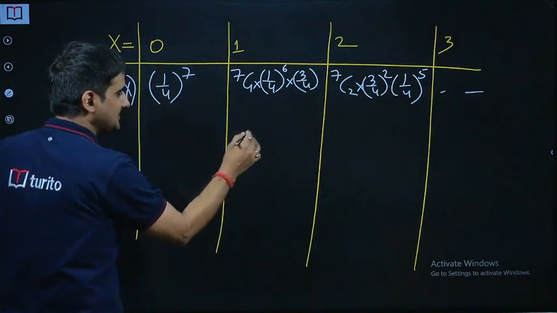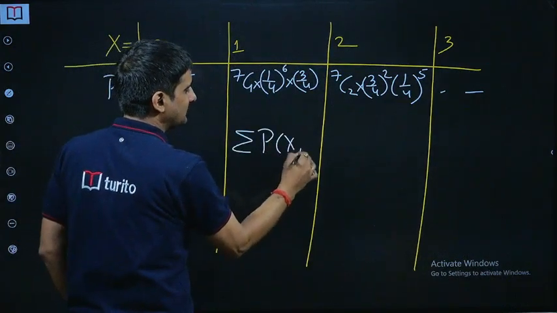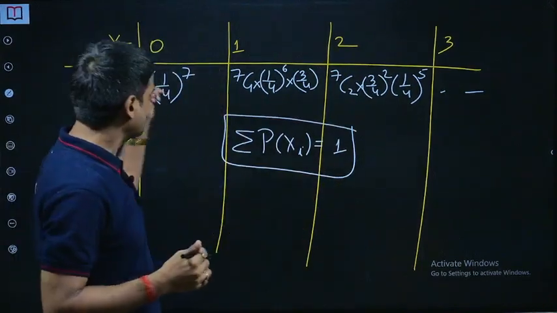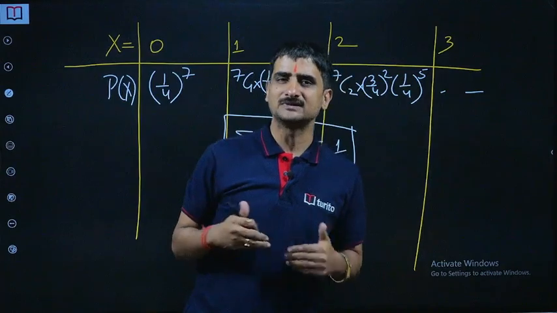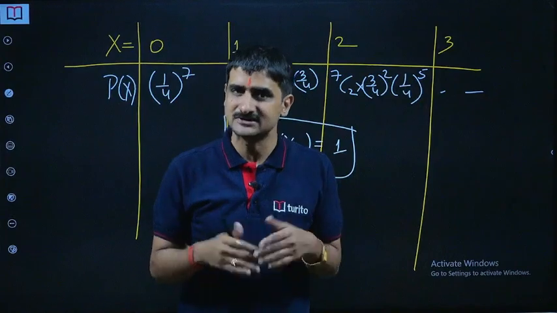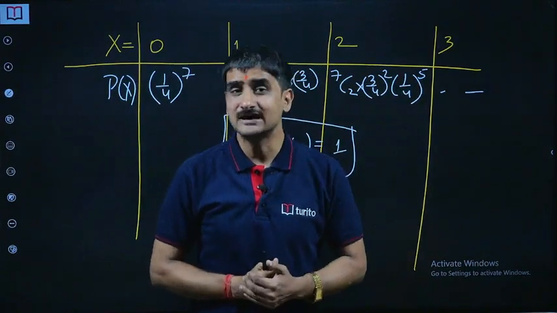Now interestingly, the sum of all such probabilities is 1 because we didn't miss any case. A random variable is something which will give you all possible cases. You need to count all possible cases. So from 0 to 7, did we miss any case? The answer is no. So hence the sum of probability has to be 1.